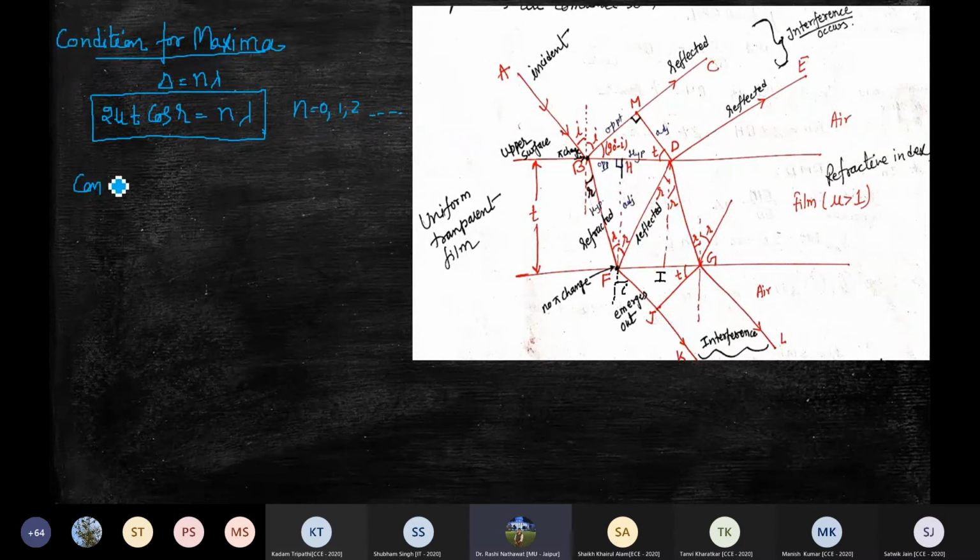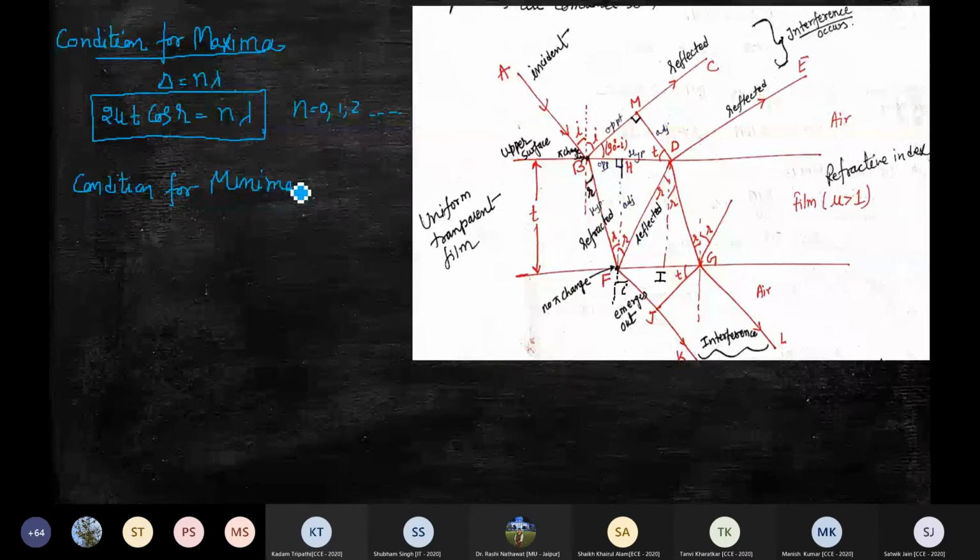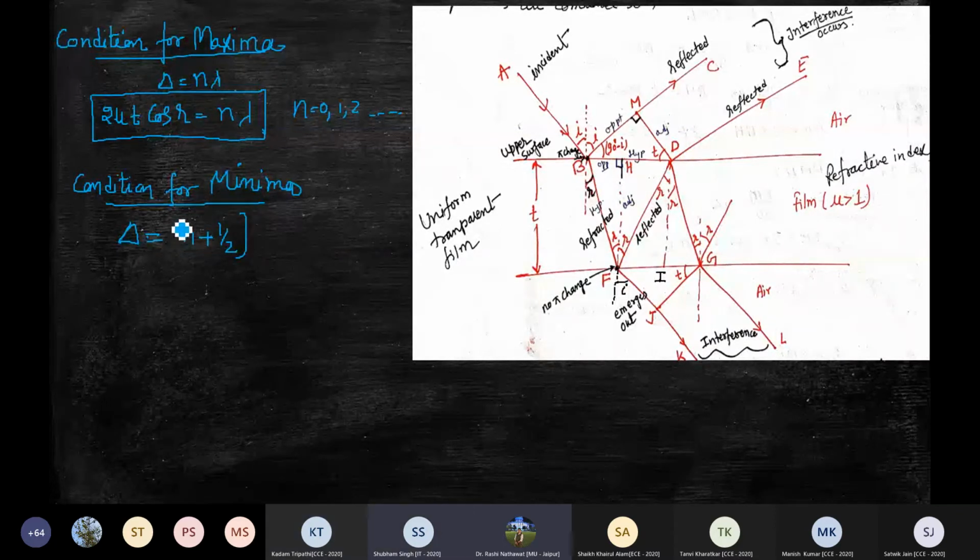Now condition for minima. What is the standard formula for delta? 2n plus 1 by 2 lambda. Can I write (n plus half) lambda? The same? Okay. So the condition for minima. So you can see there is a difference in the interference of transmitted waves and the interference of the reflected waves. So please note it down.